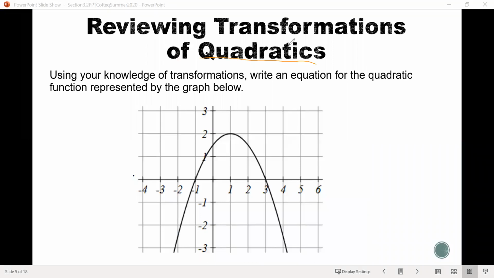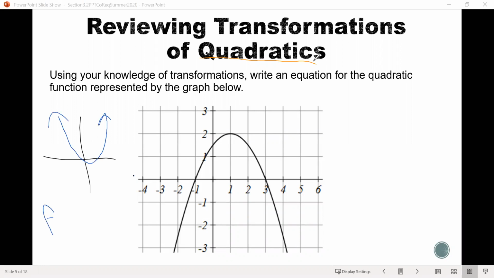Okay, so first of all, what we're asked to do here is use our knowledge of transformations to write an equation for the quadratic function represented by the graph below. So first of all, hopefully when you keep hearing that term quadratic, you think of our toolkit function, the one that looks something like this, that has the equation f of x equals x squared. And hopefully you would agree that the graph here in the picture is a transformation of that one.